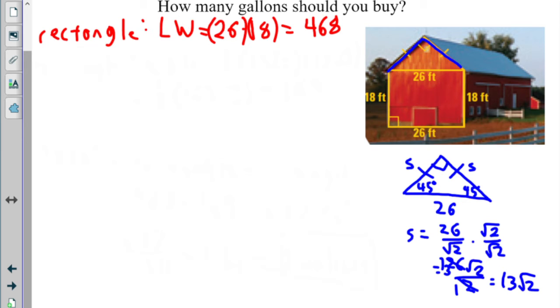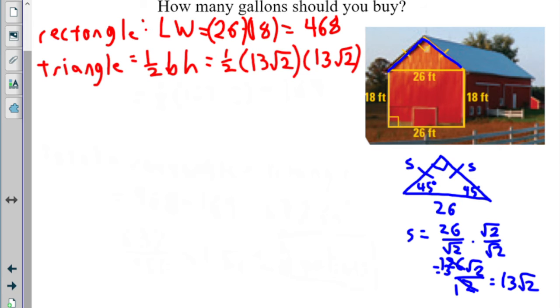And remember, those are the same. It's an isosceles triangle. Those are the same. So we know that that's both the base and the height. So if it's both the base and the height, then we can plug it into our area of a triangle formula of 1/2 base times height. They're both 13 square root of 2.